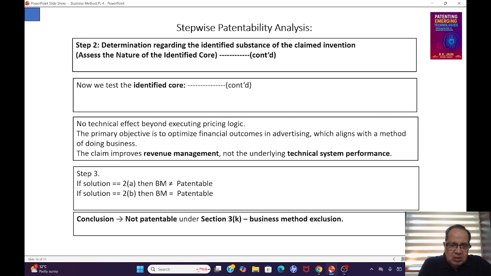Hence, as we had concluded, this would fall under the non-patentable category and would not withstand the exclusion under section 3K, which is the business method exclusion. Hence, it would be difficult to get this claim to clear the scrutiny of the patent office. So with this, we have outlined the methodology by which a claim for a business method invention could be analyzed and assessed to see whether it would be worthy to file an application with this claim or not.